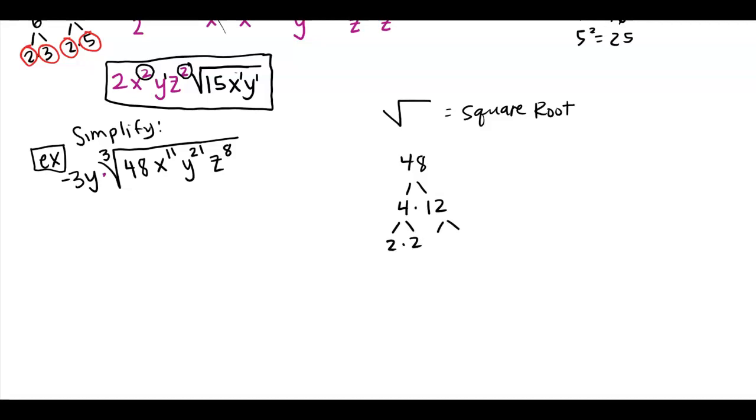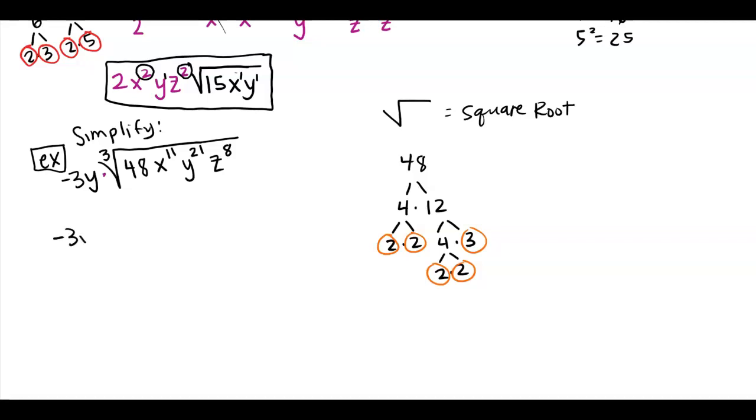And then 12 breaks down to be 4 times 3. And then the 4 breaks down to be 2 times 2 again. All right, so again, make sure that when you do this, you don't forget any of those prime factors. All right, these are all of our prime factors on that. And then I'm going to write this down.